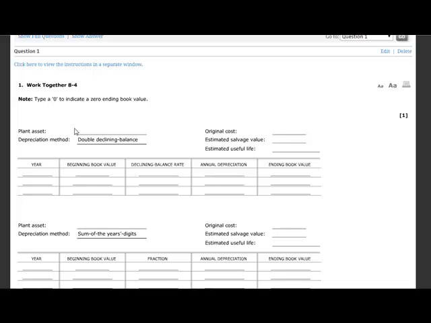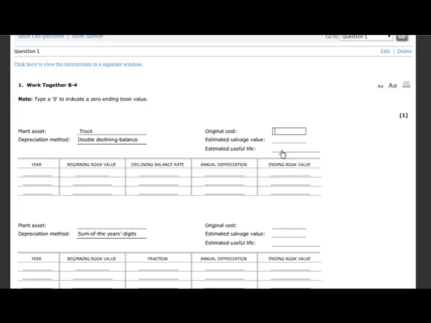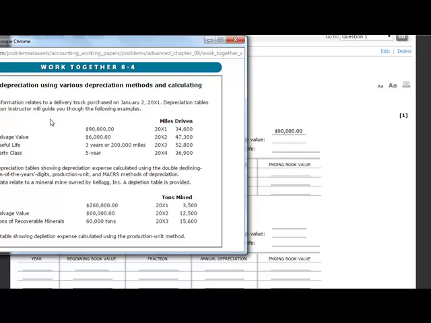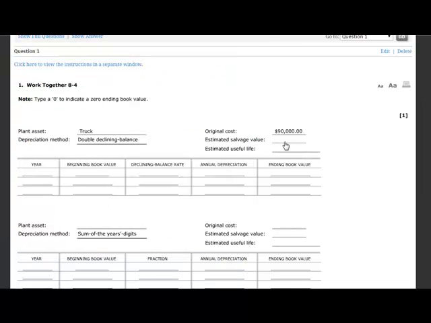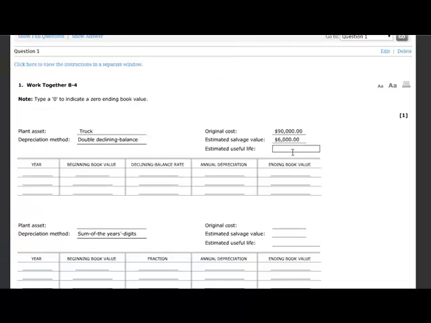Alright, so to put your depreciation table together, your plant asset is called a truck. Our original cost is given at $90,000, so we're going to plug in $90,000. Estimated salvage is $6,000, so we're going to type in $6,000. And for the double declining balance method, we're worried about years. So you see the estimated useful life is 3 years.